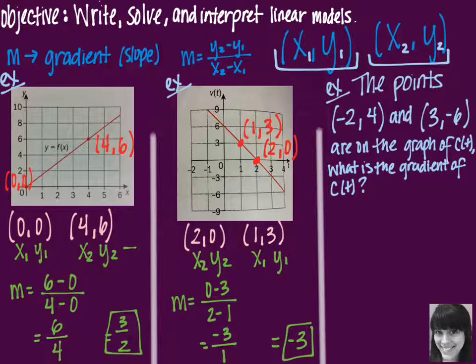Okay, this next one, it says the points negative 2, 4, and 3, negative 6 are on the graph of C of t. What is the gradient of C of t? I don't have to have the graph in front of me to find out the slope. I can just put these 2 points into the slope formula, or the gradient formula, okay? So I already have these points, so I'm just going to copy them and put them down here so that we can label them, because I want to make sure that I'm organized and that I don't make any mistakes.